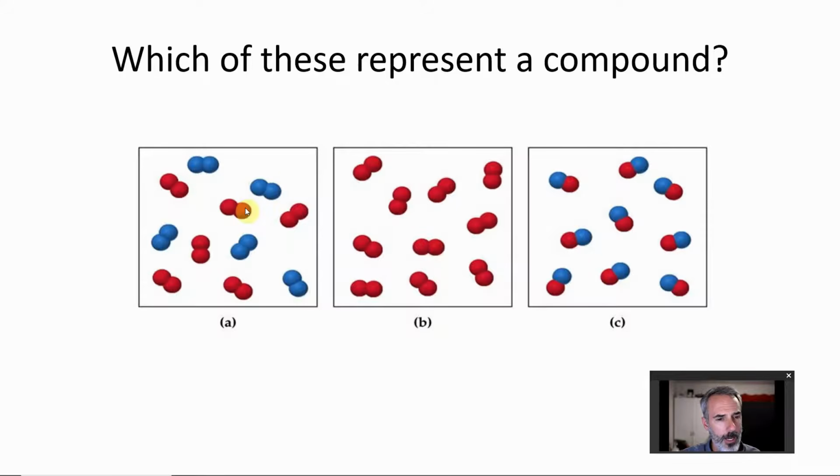But what about over here? There are different types of elements in A. Why did A not turn out to be a compound, even though there are different types of elements? Because their different types of elements are not attached together, right? The blue spheres are never attached to the red spheres. They have to be attached together to make them compounds. So only C is a compound.